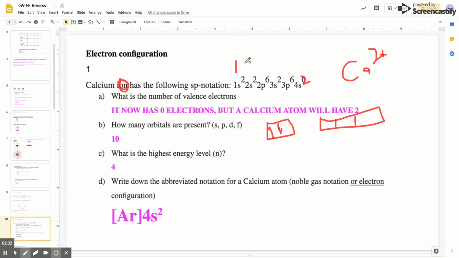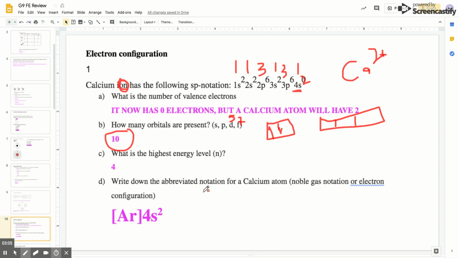So it's 1, 2, plus 3, that's 5, plus 1, that's 6, plus another 3, that's 9, and plus 1, that's 10. That's why the answer here is 10, right? If there was a d, it would usually have 5 orbitals, and f would have 7 orbitals. But that's not in this question. What is the highest energy level in this case? The highest energy level is going to be n equals 4.